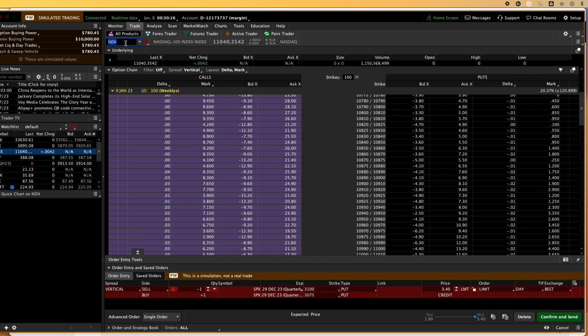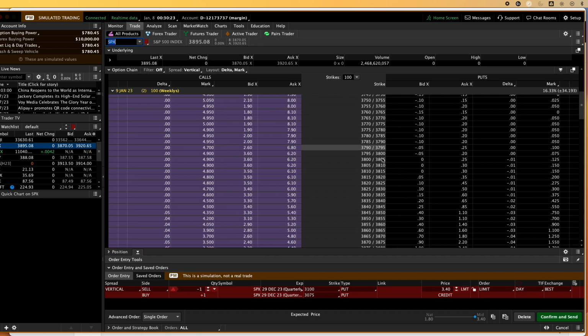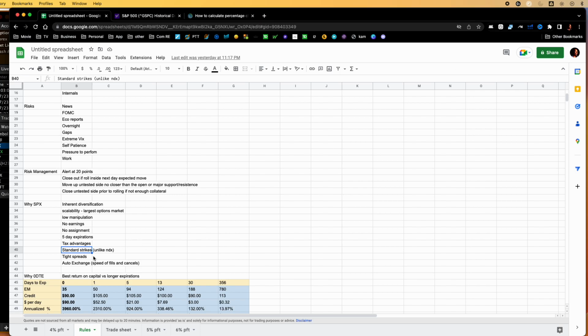With the SPX, you really don't have to worry about that because they don't start widening out the contracts until way, way far out. But the NDX starts widening its contracts pretty close in, so you're going to get some uneven iron condors, and it's kind of funky. You don't want to deal with that. So you've got standard strikes.